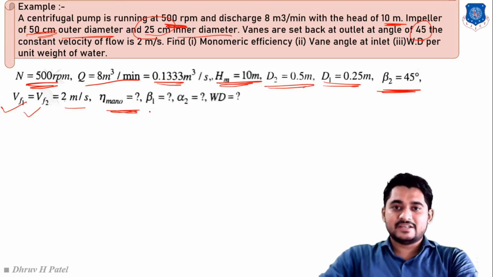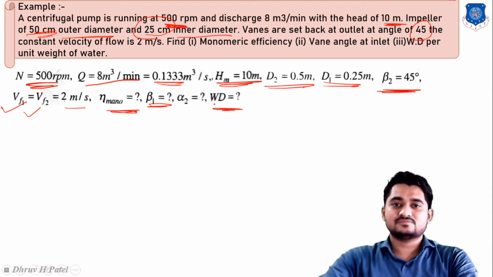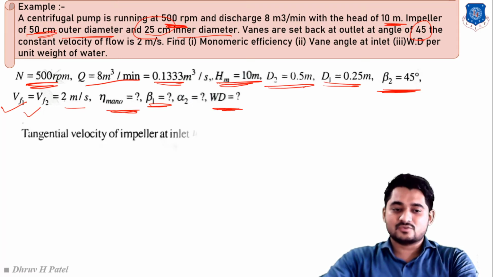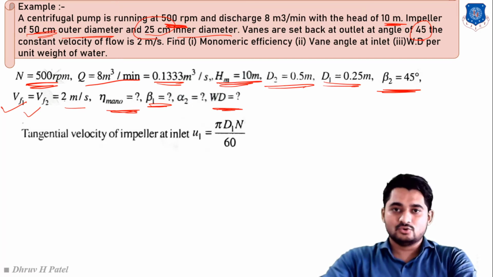Also find the angle at inlet, that means beta 1, and the work done per unit weight of water. So first of all, rpm is given, so we have to solve for u1 and u2 at first.